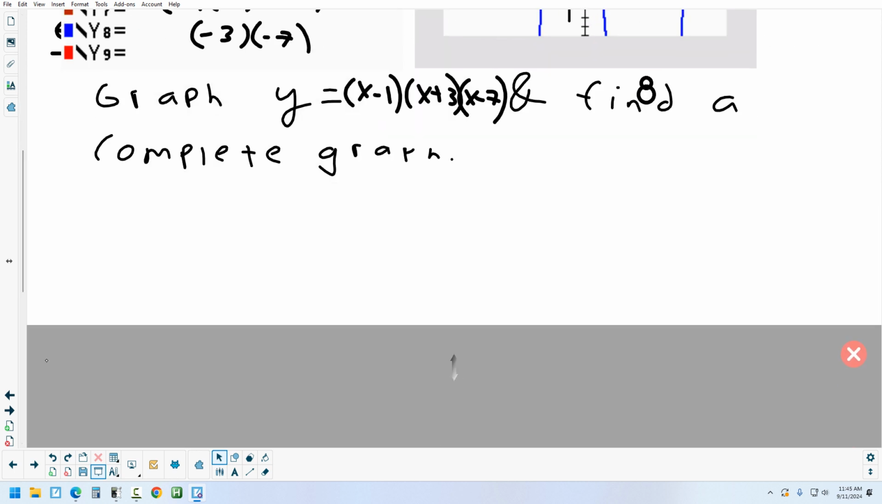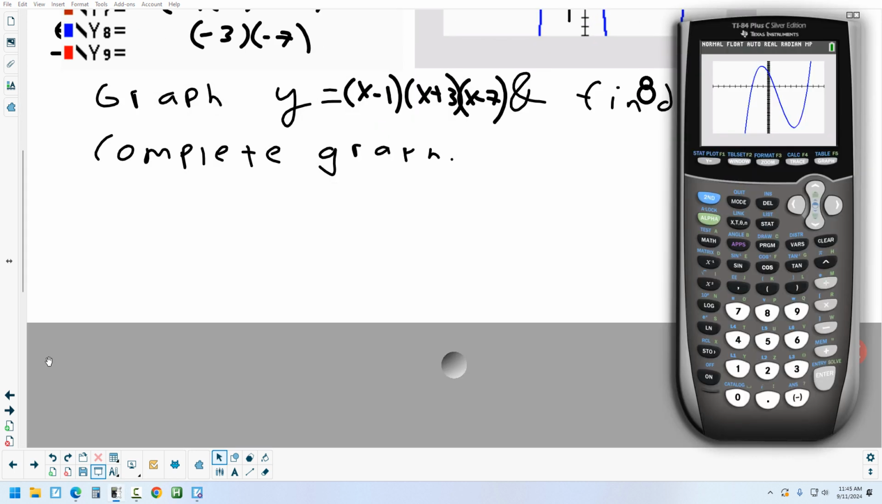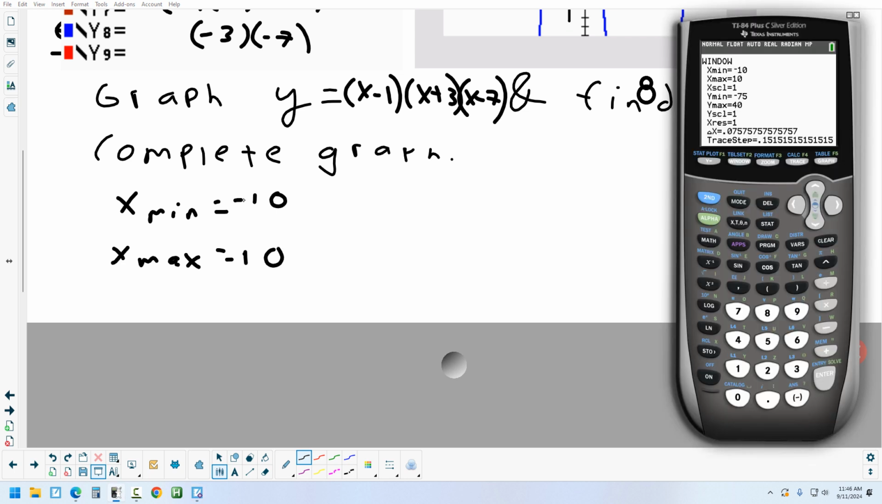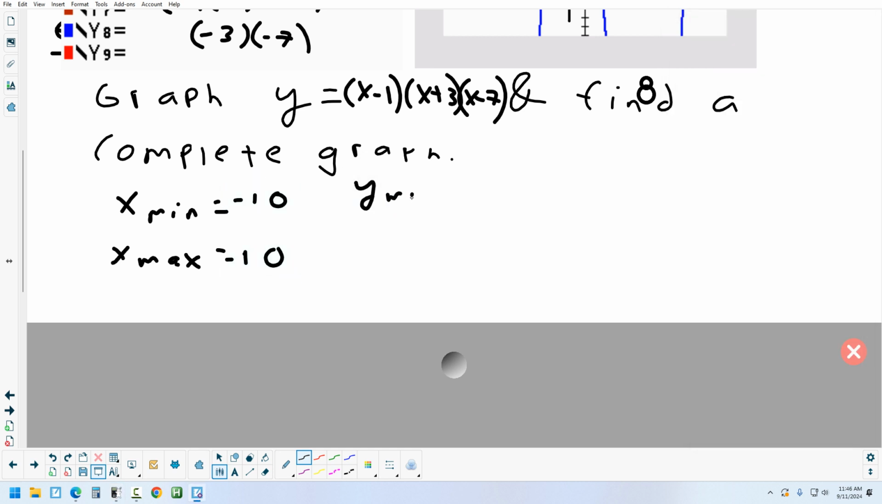All right, so what do we write down? We're going to write down the mins and the maxes. Okay, so you can write like this. I don't think we changed the x min and max. We kept those the standard ones. Y min, negative 75. Y max was it 40? Yeah. Okay, so you can write it that way.